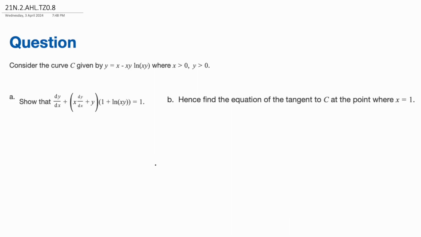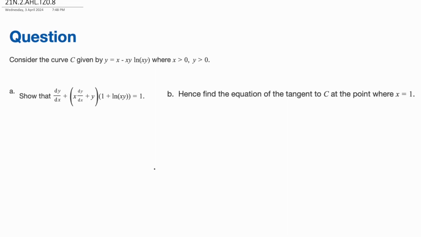Hello everyone, this is your tutor AB and today we're going to be solving a problem from the November 2021 Mathematics HL examinations. This is a paper 2 question and it's an additional higher level problem. It's worth 8 marks with part A being worth 3 and part B being worth 5. So let's solve it. This is relating to differential calculus.